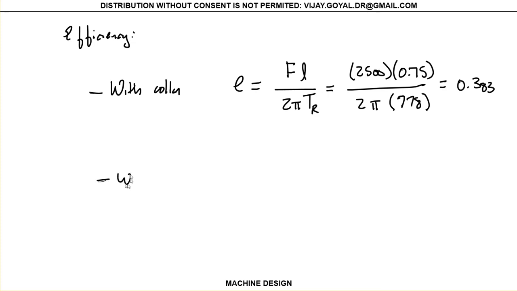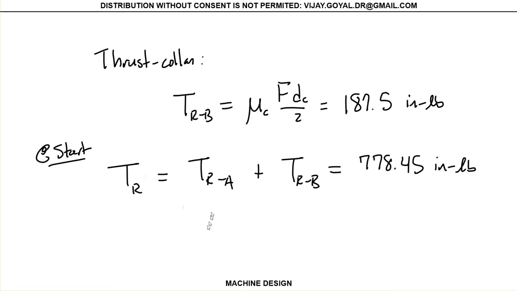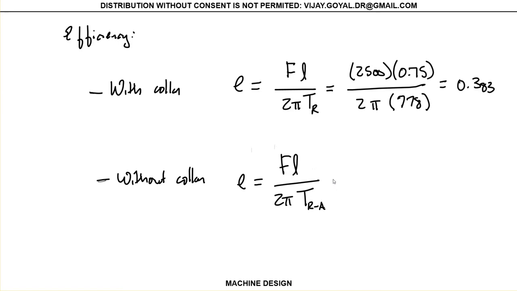Let me do this problem. What happens if I did not have the collar? This is just to show you and compare. If I didn't have the collar, what I want to do is eliminate the thrust collar effect, right? So if you go back, this is the thrust collar, so I'm not going to include this. This is the screw nut effect alone, and let's see what happens.